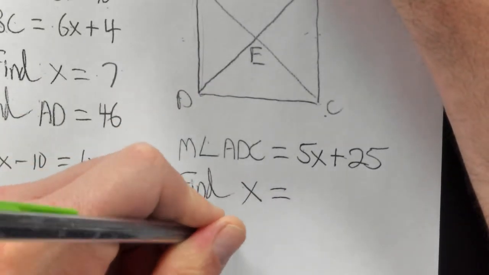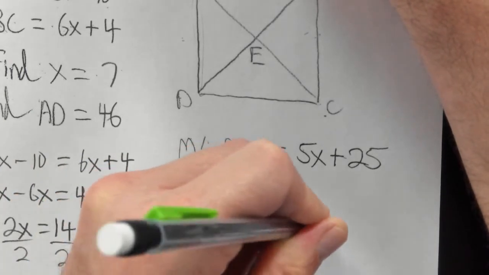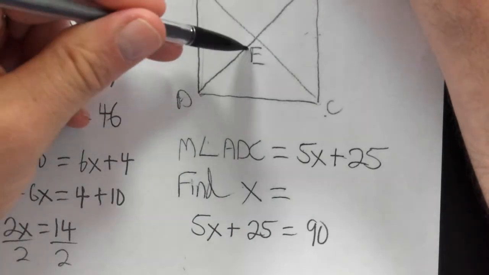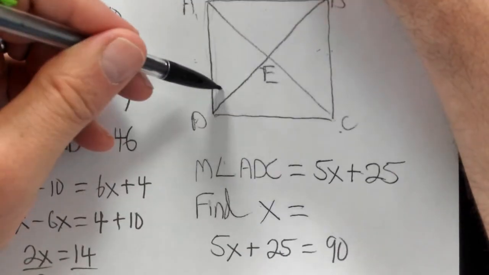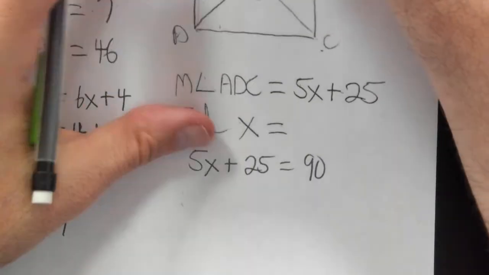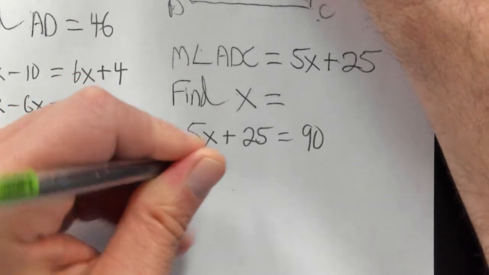5x plus 25 equals 90, right? Now, if they had given me ADE, then I would have set that equal to 45 instead of 90. So keep that in mind. All right. Now to finish it, 25 goes to the other side. We got 5x.